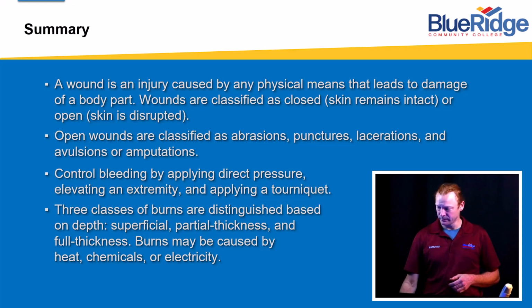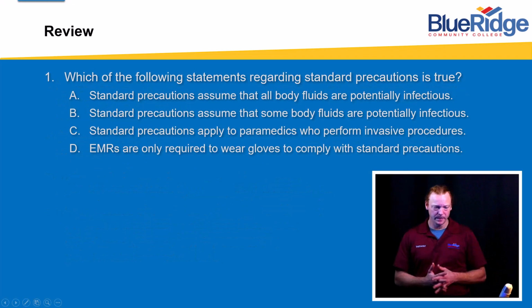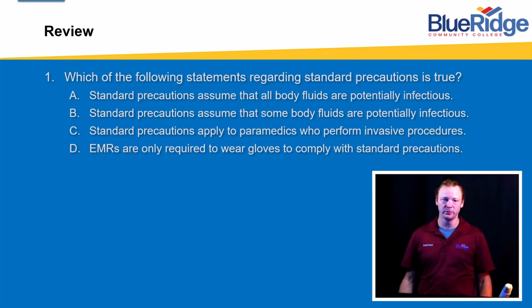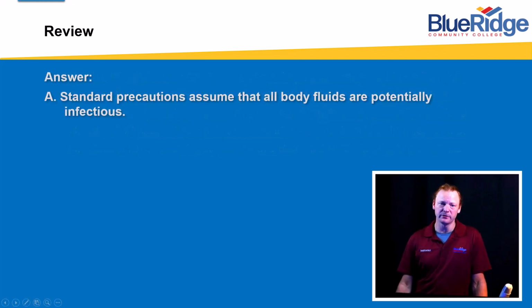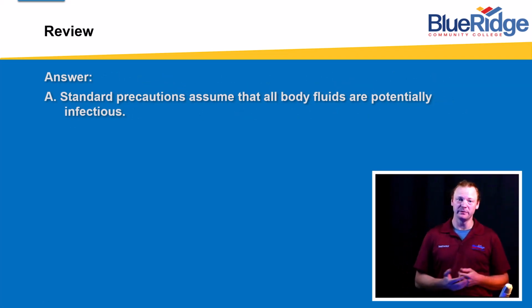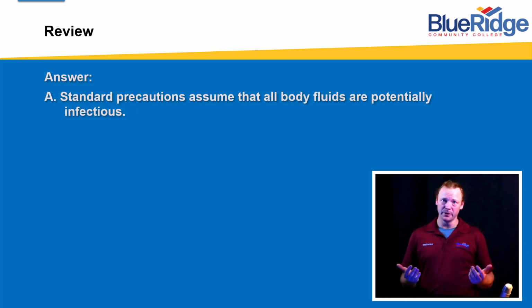Up next, we have our three review questions. Question number 1. Which of the following statements regarding standard precautions is true? Which of those four options is it? The correct answer is A, standard precautions assume that all body fluids are potentially infectious. If we don't know, we don't know. So we want to err on the side of caution.